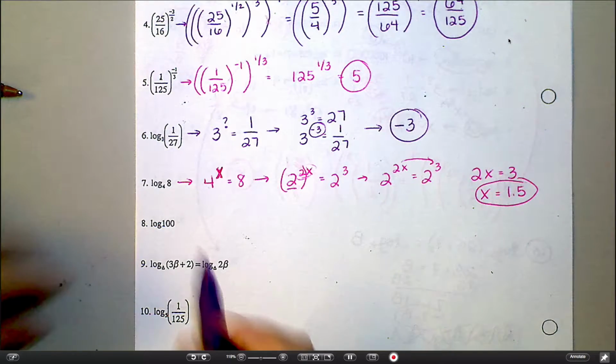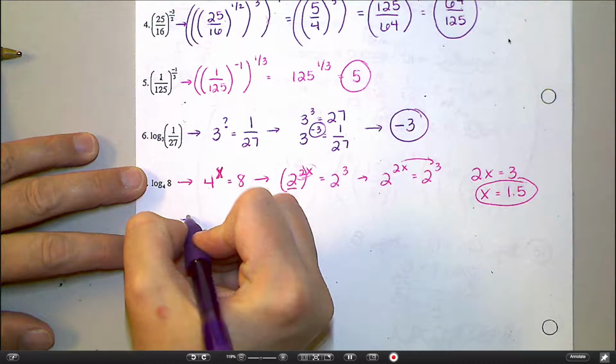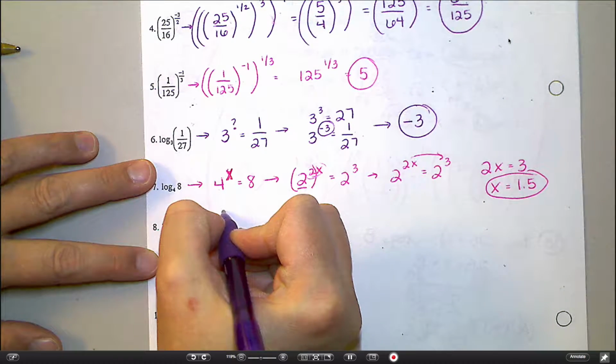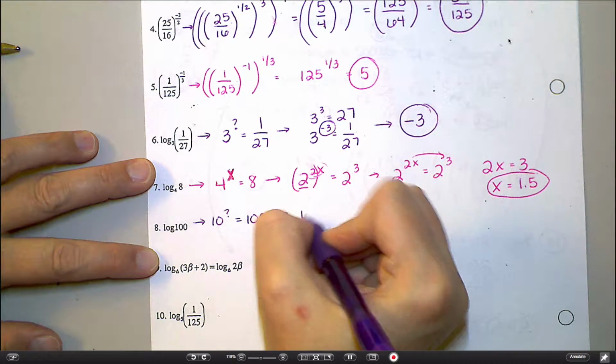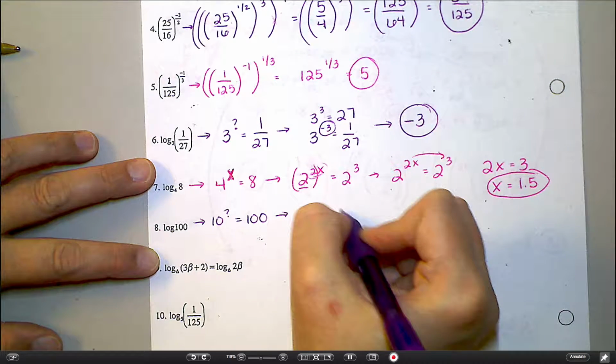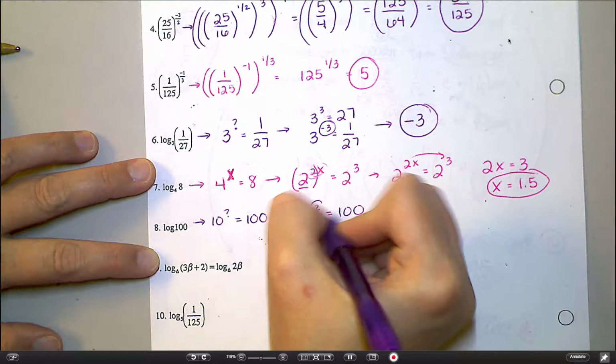Okay, number 8, that's a base of 10. So what I'm really saying is 10 to what power gives me 100? That's an easy one. 10 to the 2nd power equals 100. So my answer is 2.